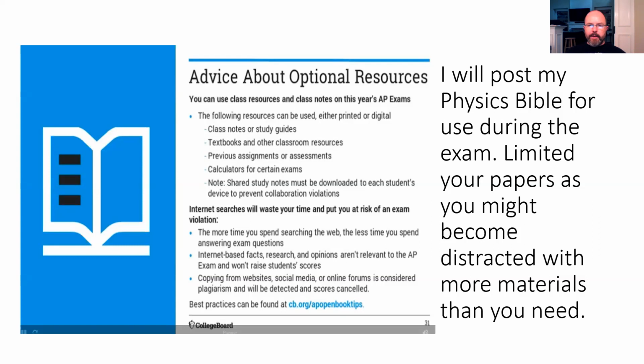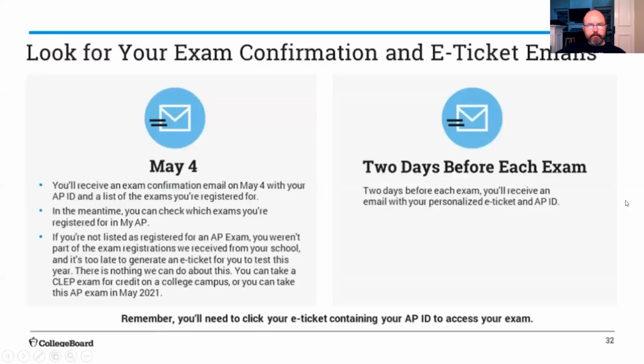Try to limit the papers that you have access to so that you don't become distracted with more materials than you need. Don't have a whole desk in front of you of stuff that you're going to try to go through to answer questions. Not enough time. Have a simple, short physics Bible in front of you that you can go, oh, this is a question about rotational momentum, and you can find that section if you need to.